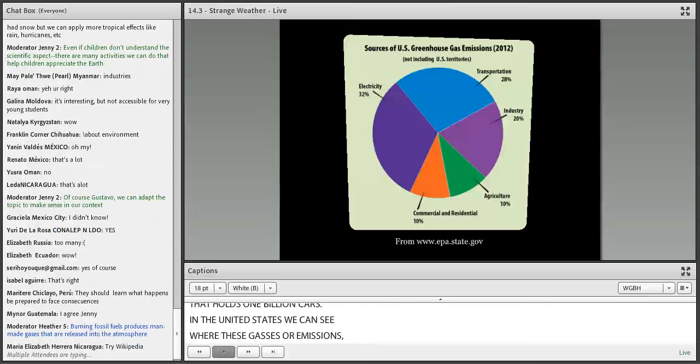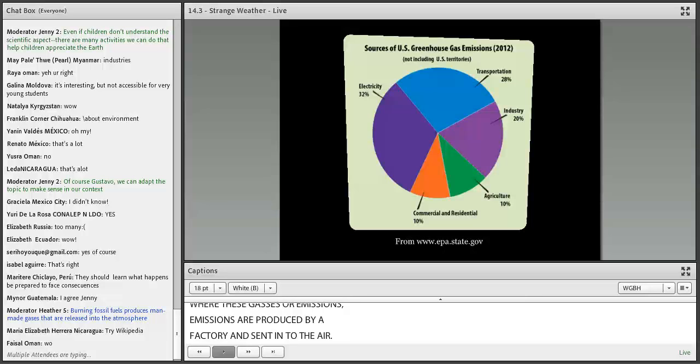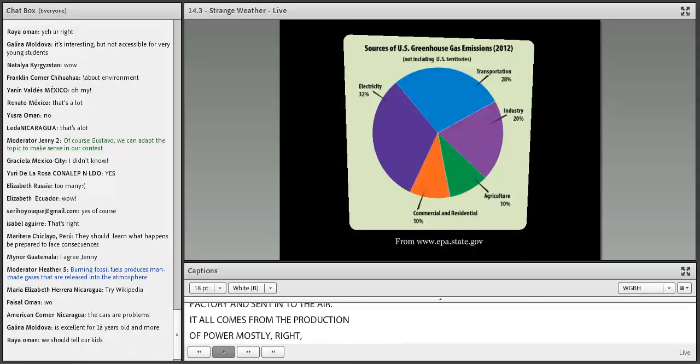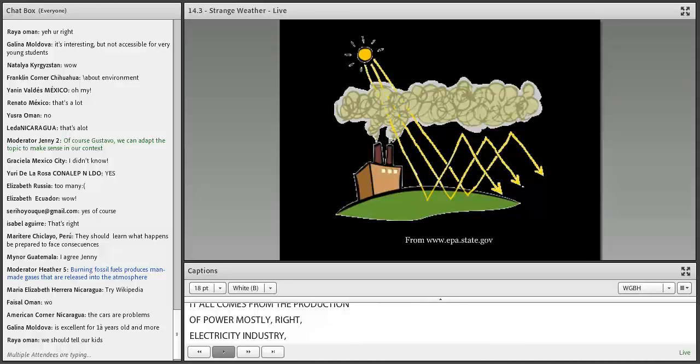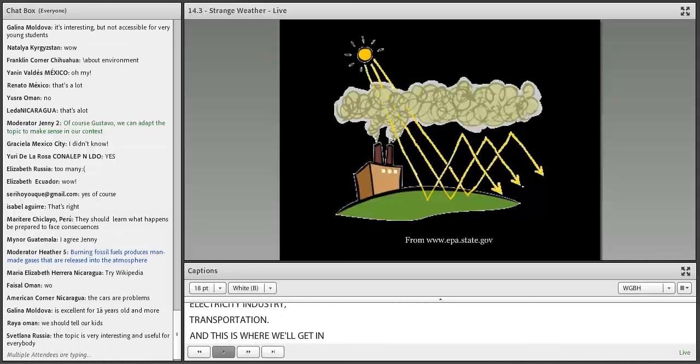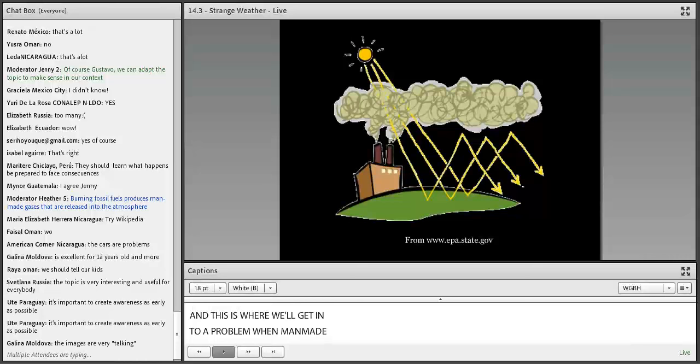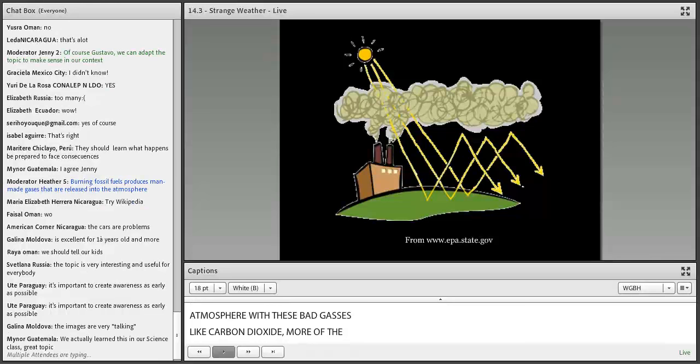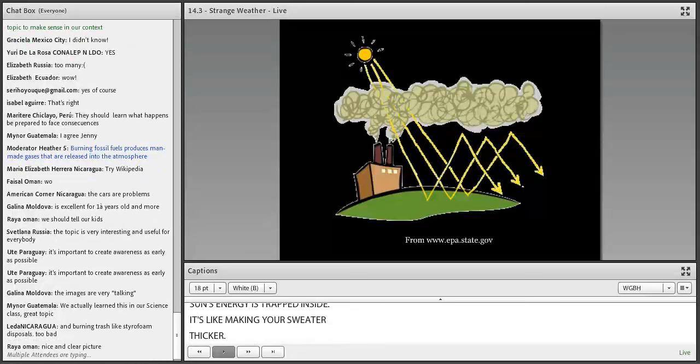And it all comes from the production of power mostly, right? Electricity, industry, transportation. And this is where we get into a problem. When man-made pollution thickens the atmosphere with these bad gases like carbon dioxide, more of the sun's energy is trapped inside. It's like making your sweater thicker. It traps more heat inside. This results in warming the whole planet.